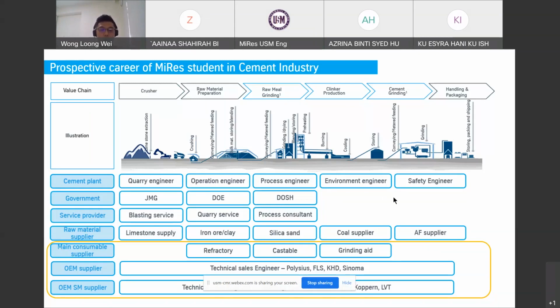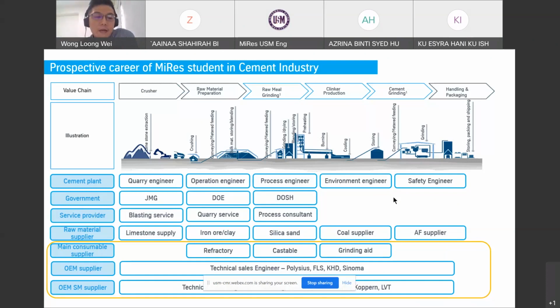So in this case, if you are talking about the cement plant, the main OEMs worldwide are Polysius, which is a German group. We have FLS, a Danish company. We have KHD, a German company, which is currently bought over by China. At the same time, we also have Sinoma. This is also one of the main cement builders.